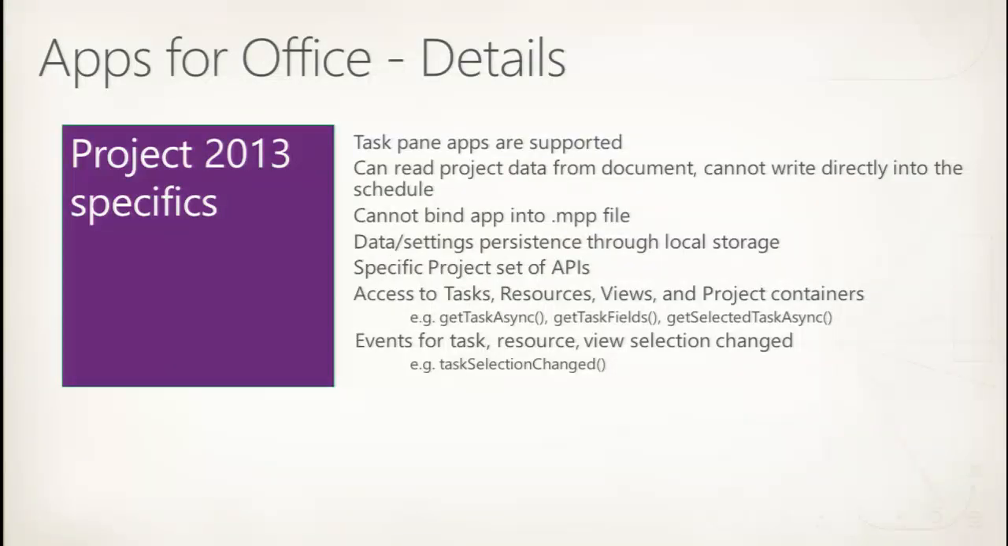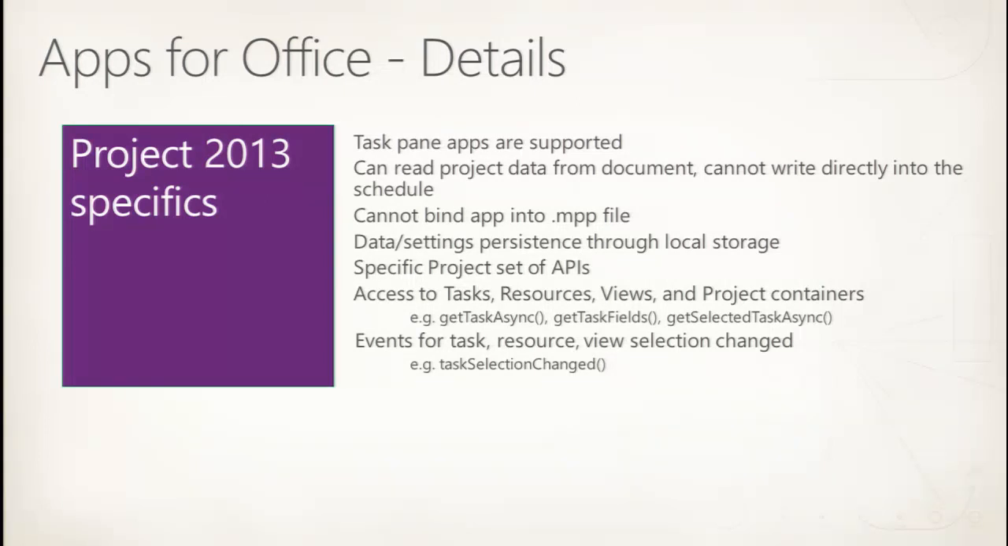These are the details that we have in our apps for Project and how we differ from the overall model. As I said, task pane apps are what we support. We can read all sorts of project data from the document, like your tasks and your resources, what views you're in. We don't have write support yet in our current release. With Excel and Word, you can actually take data or text inside of the Office app and spit it right into that file. For us, it's mostly a read scenario. If you want the user to interact with the document, they really need to make those changes themselves. This is because our data is more structured than Excel or Word, for instance, where they just have text. All of our data is very strongly typed.